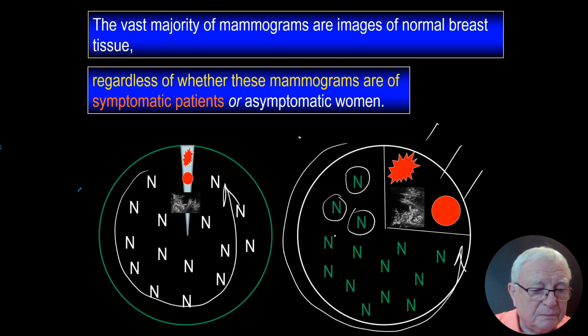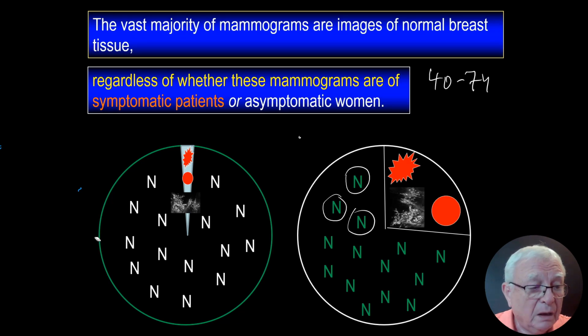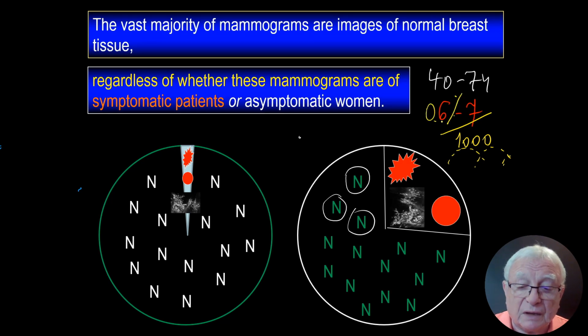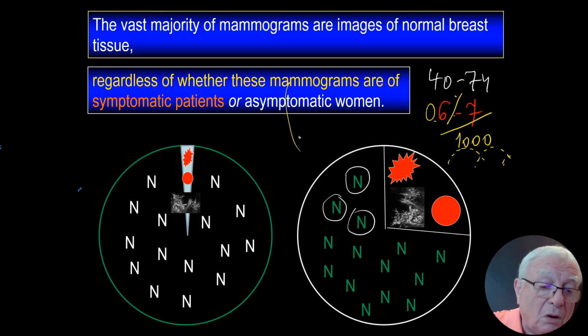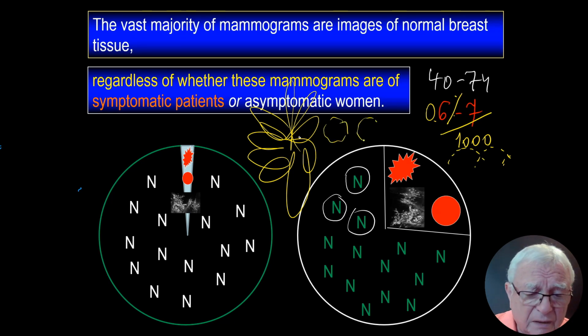And we know the statistics. If I screen 40 to 74-year-old women, first time, never had a mammogram, we are expecting about 6 or 7 cancers among 1,000 women. And then the next time, there will be 5, 6, 7 cancers in the same 1,000 and in the same 1,000. Now, that's 0.6 to 0.7%.